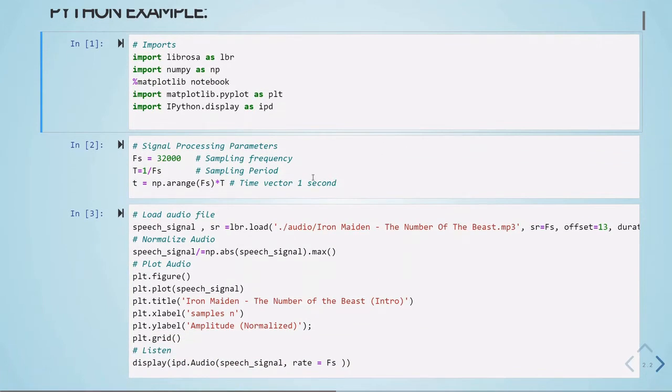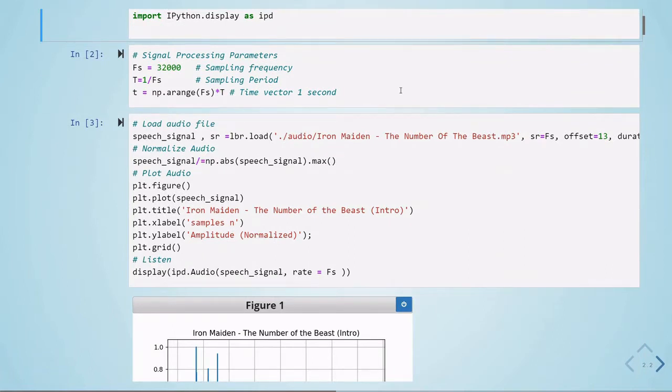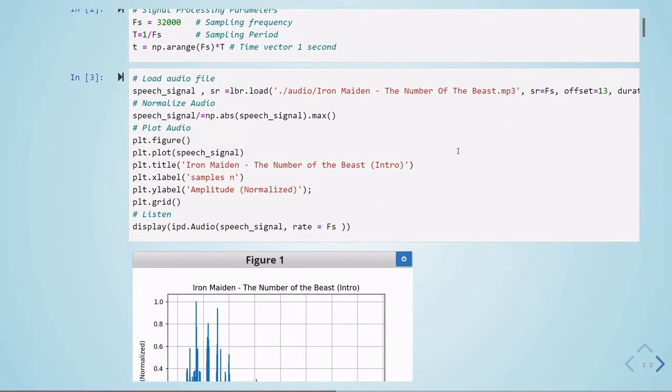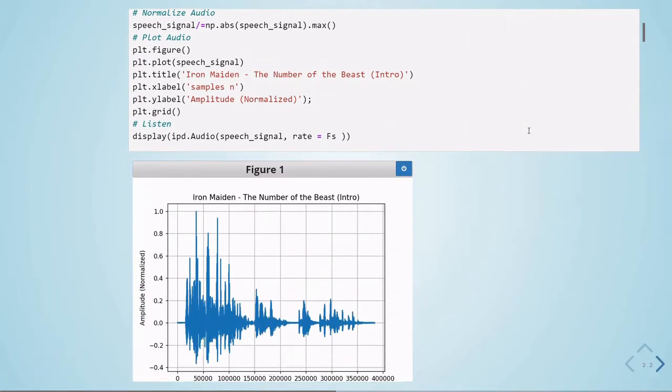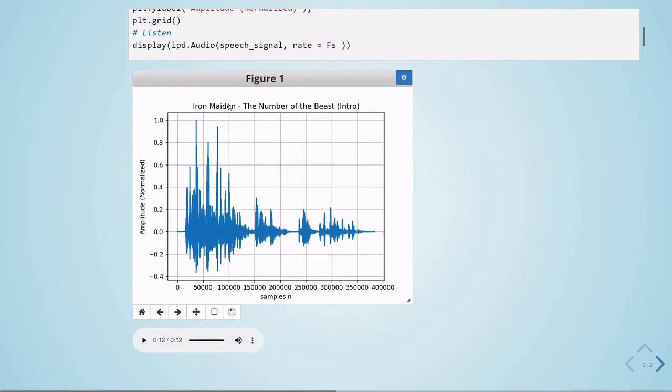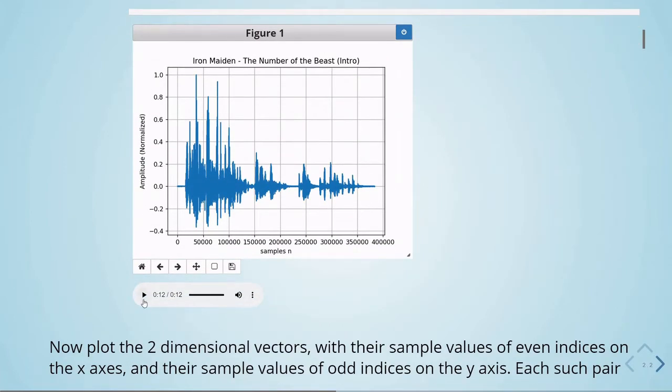Here are our signal processing parameters. We are using a sampling frequency of 32 kilohertz, and we're defining a time vector of 1 second that we're going to use to plot our signals. The first signal we are going to use is the classic The Number of the Beast introduction from Iron Maiden. I'm loading it using LibROSA, then we're normalizing. I want to have the signals from -1 to 1. Then we're plotting here so we can see what it looks like, and let's listen to it.